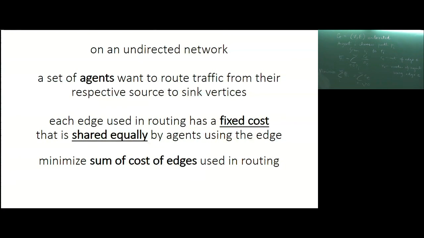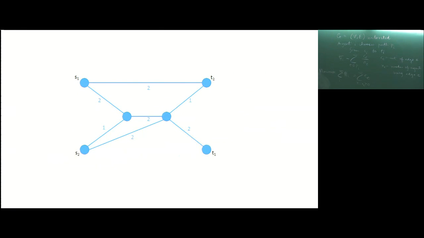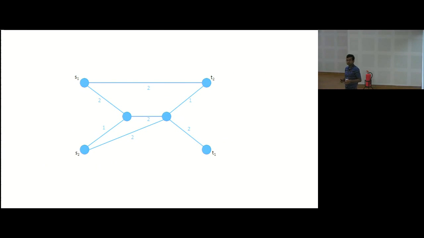Okay. So let's look at a quick example. Let's say this is my overall graph. There are two agents. Agent 1 wants to send traffic from S1 to T1. Agent 2 from S2 to T2. Now which are the edges that will be used in the routing? If you think about it, the best option in this graph would be to use the edges that I've marked in red. This has a total cost of 7, and as you can see, it connects S2 to T2 as well as S1 to T1. So that's the best possible solution you can come up with.